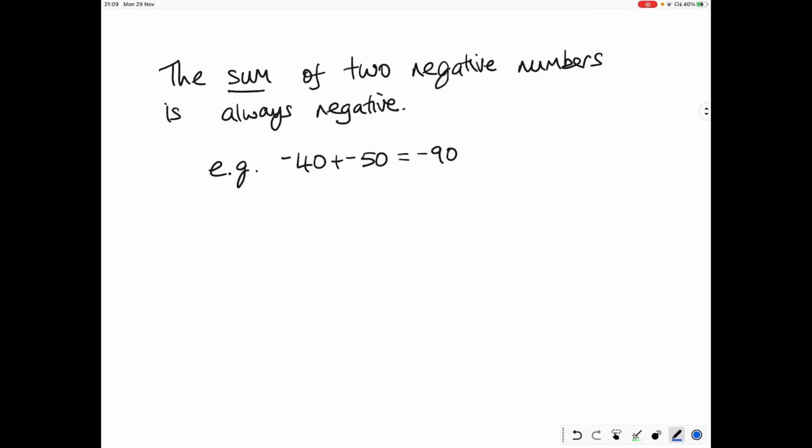The sum of two negative numbers is always negative. For example, negative 40 plus negative 50 equals negative 90. The size of the result is always the sum of the sizes of the two numbers being added, but it's negative because the two numbers are negative.